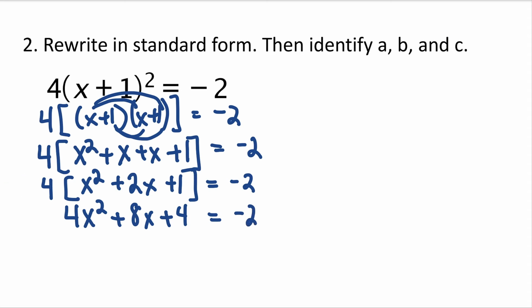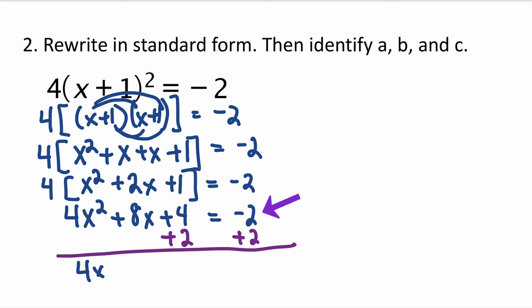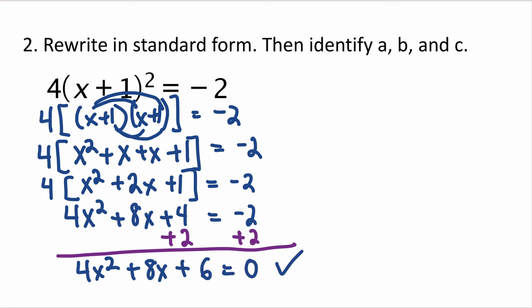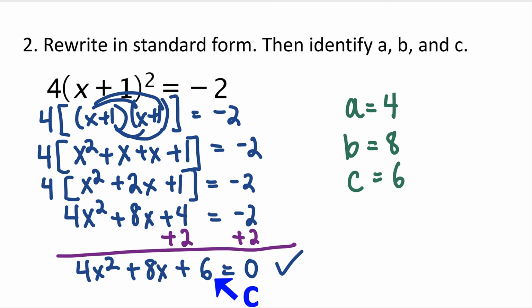One last step to get it in standard form, we need to move the negative 2 to the left-hand side. So let's add 2 to both sides. This gives us 4x squared plus 8x plus 6 equals 0. Now we're in standard form. Once you're in standard form, you can identify the values of a, b, and c. A is the coefficient in front of x squared, so in this case, a is equal to 4. B is the coefficient of x, so b is equal to 8. And c is the constant term, so in this case, c will equal 6.